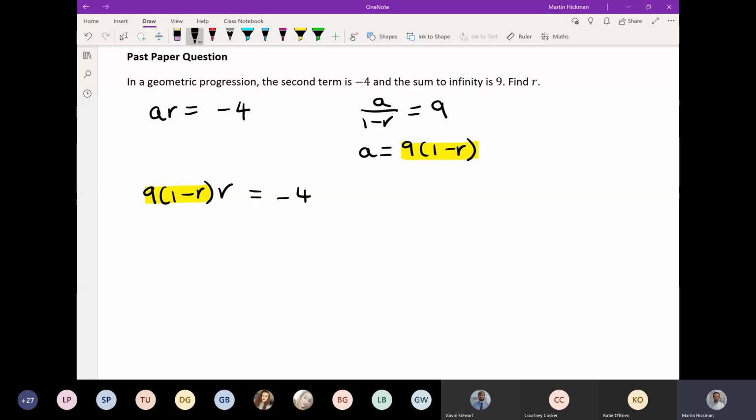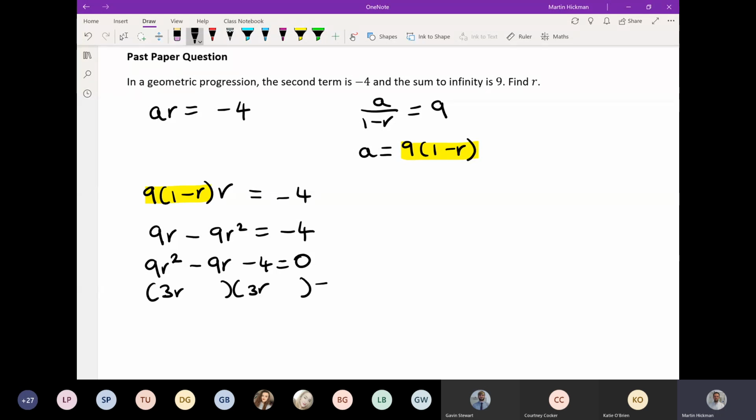So when I expand this bracket out, I've got 9R times the 1 for 9R, and 9R times the minus R for minus 9R squared. This becomes a quadratic. And we could reach for the calculator, but that would be spoiling the fun of factorizing this. So we are just going to factorize this and get 3R plus 1 times 3R minus 4. And we just get two solutions, R equals minus a third and R equals 4/3.